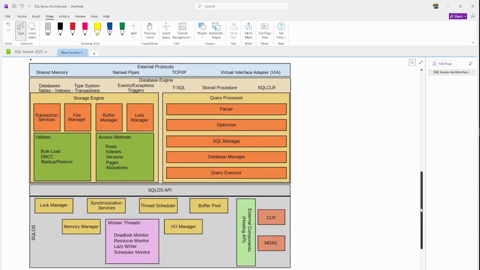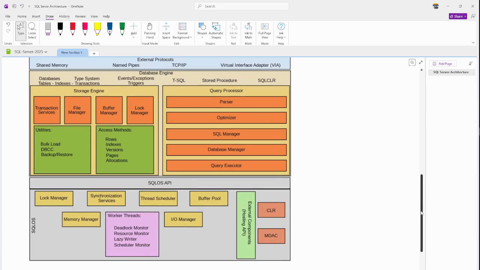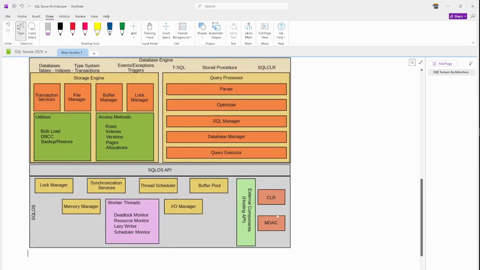Let me show this. I will explain how the context switching is done. Then you have a memory manager, which manages the memory allocation, including the buffer pool, ensuring that the database engine has the memory it needs without competing poorly with other applications. It will have its own buffer pool.